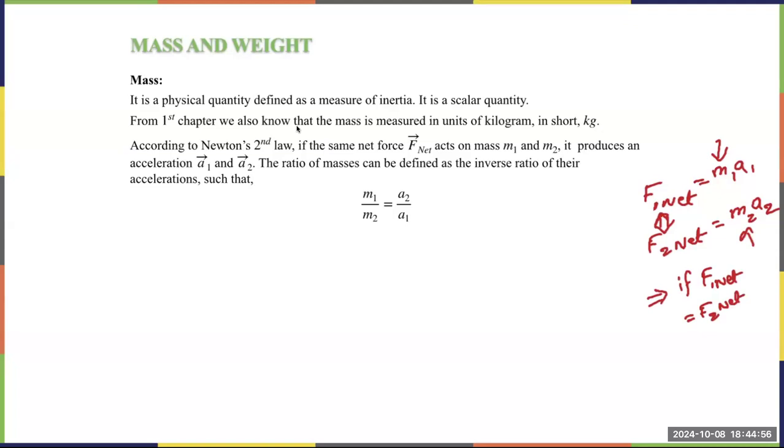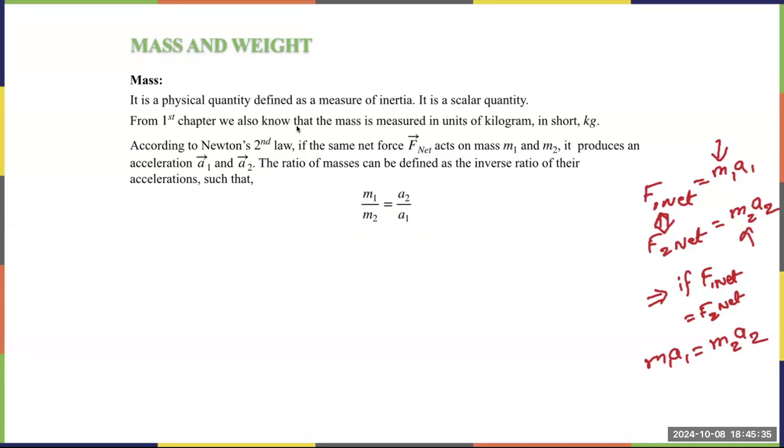So if we have a basketball and also an SUV, and we are applying the same amount of force, that means the product M1 times A1 will equal M2 times A2, right? So now if we do a little bit of algebra, the ratio of the mass of the first object over the mass of the second object will be equal to the ratio of the acceleration of the second object over the acceleration of the first object. So M1 over M2 will be equal to A2 over A1. Make sense?